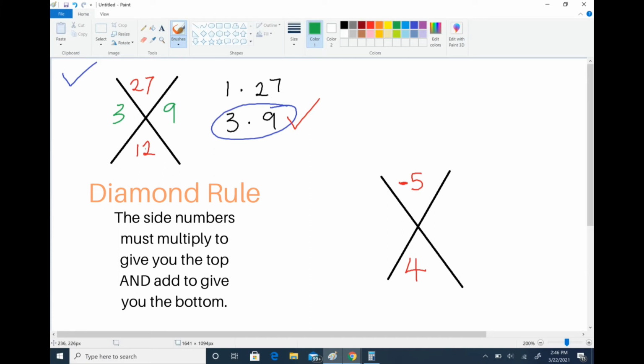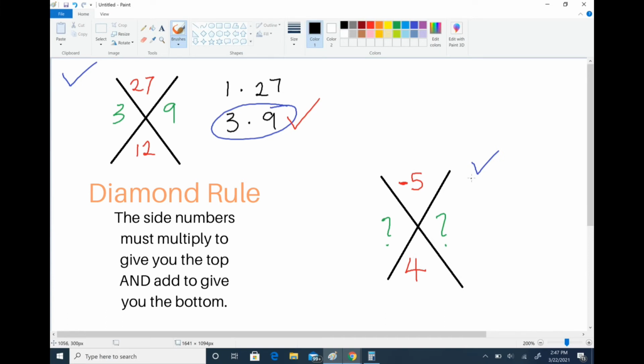Okay, this one here on the bottom right of your screen. For this one, we're given the top and bottom numbers again. The top number is -5 and the bottom number is 4, and we're being asked to find the side numbers. So again, you're asking yourself, what two numbers multiply to give you -5 on top and add to give you 4 on the bottom, which is the diamond rule.